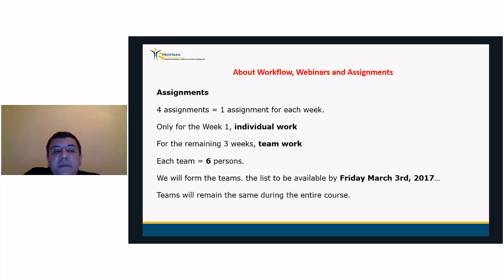And the assignments. During this course, you will be asked to prepare 4 assignments. That is to say, 1 assignment each week, for each week. Only for the assignments of this week, you will work individually. Be careful with that. For the remaining 3 weeks, you will work in groups, and teamwork will begin as of the second week, the next week.